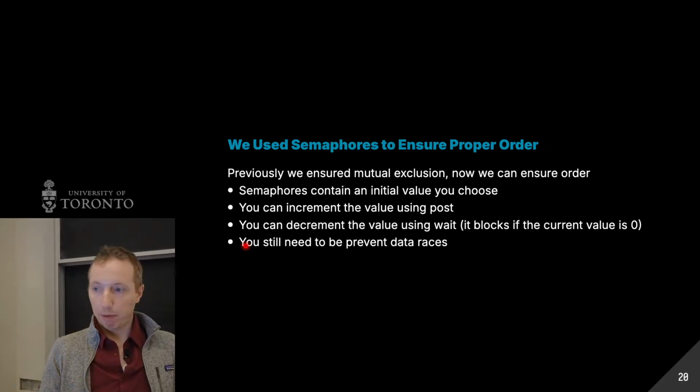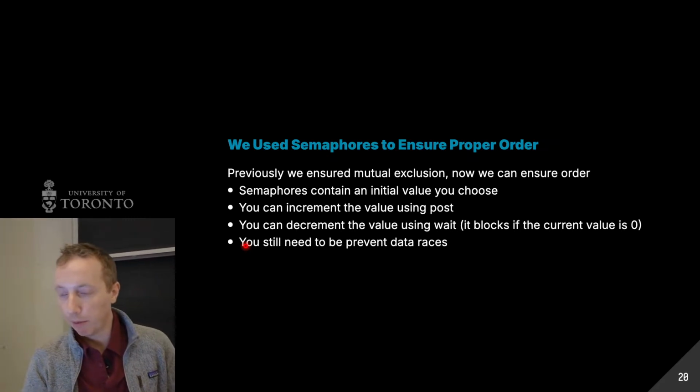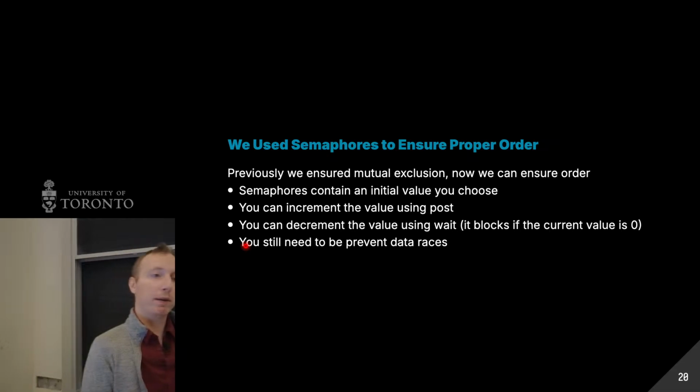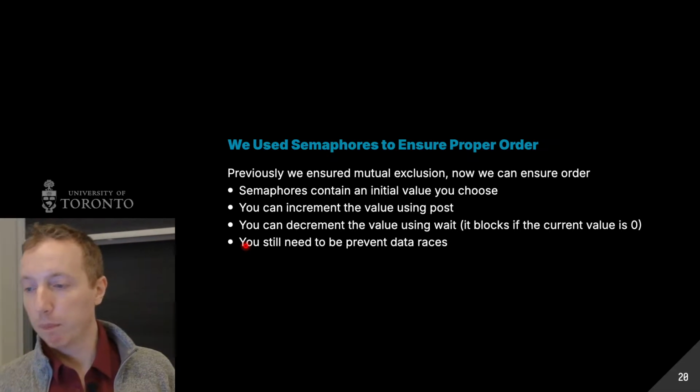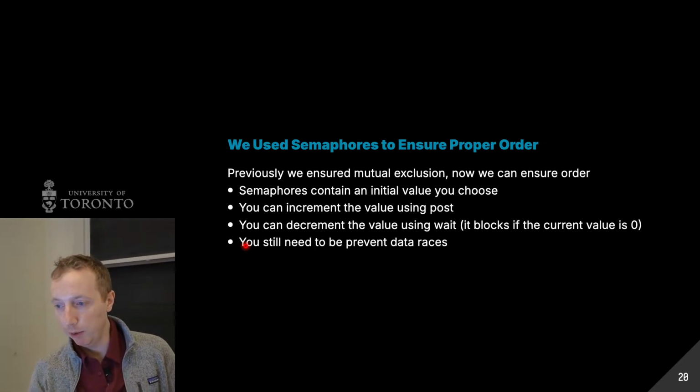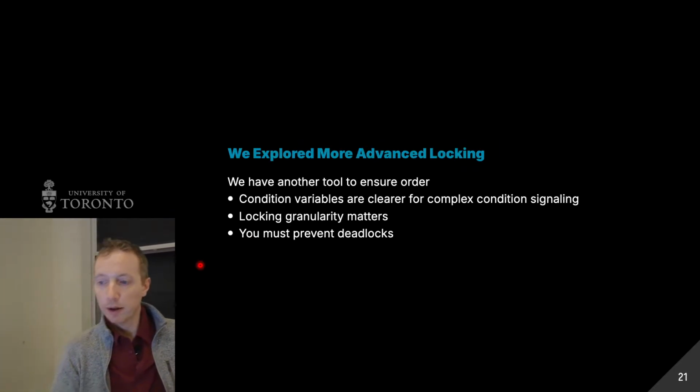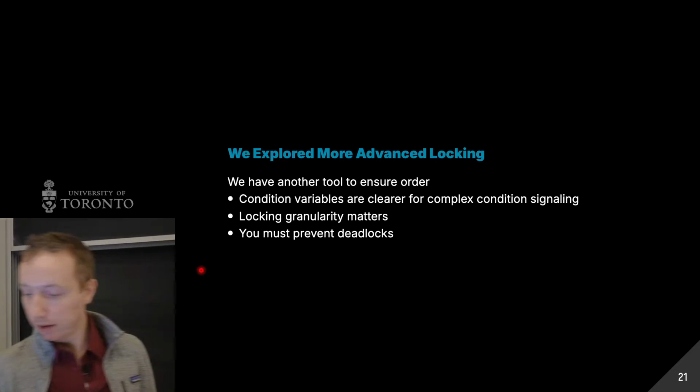They do not prevent data races. You need to also prevent data races. So typically for ordering, you use semaphores. For preventing data races, you use mutexes.